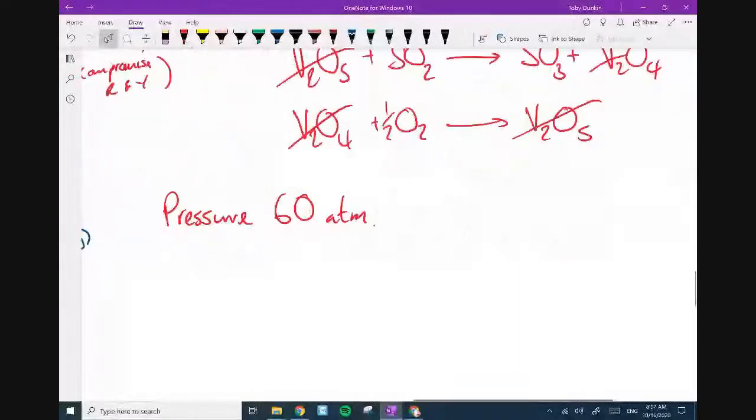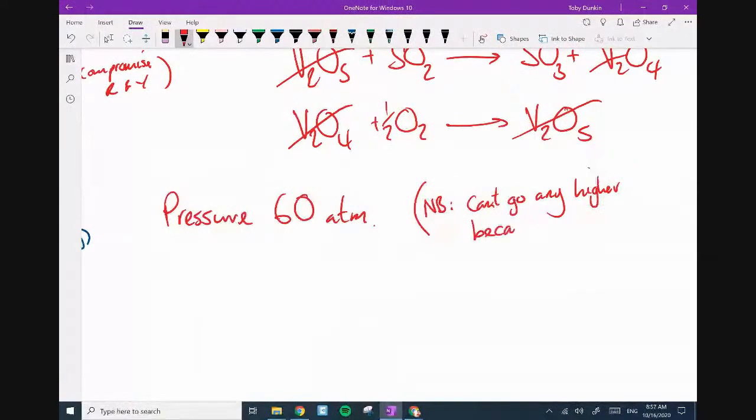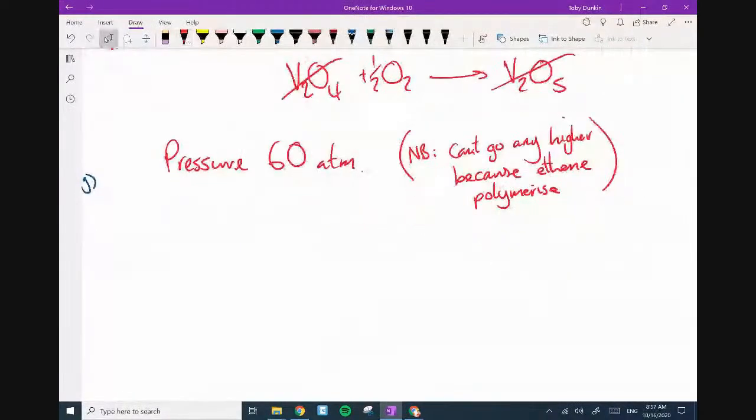Nota bene, you can't go any higher because ethene will polymerize. It'll turn into polyethene and block all the pipes and the whole plant will explode. That did actually happen once upon a time.